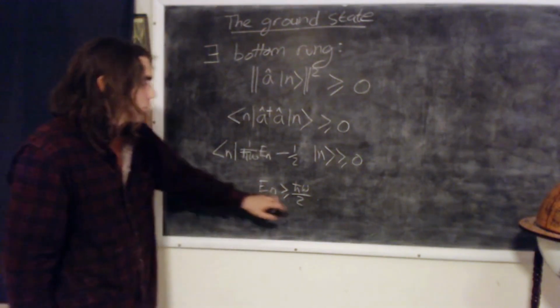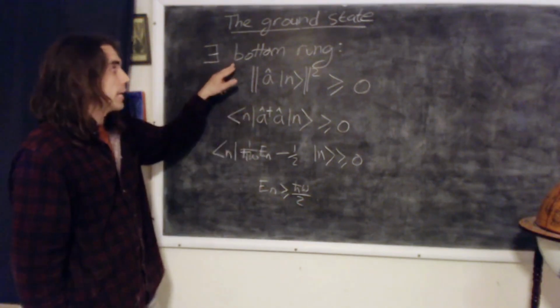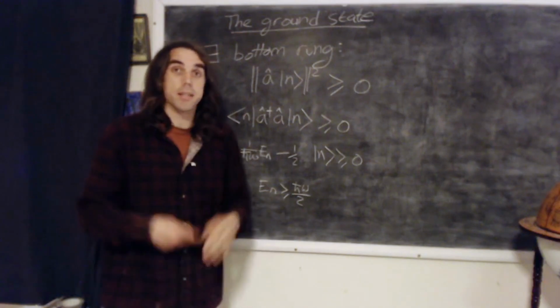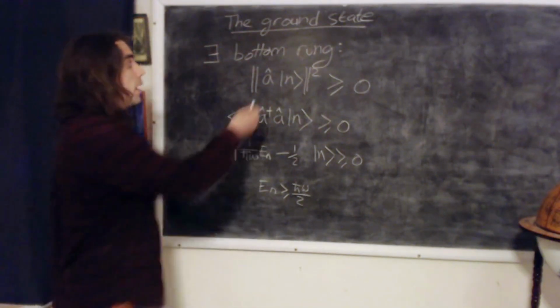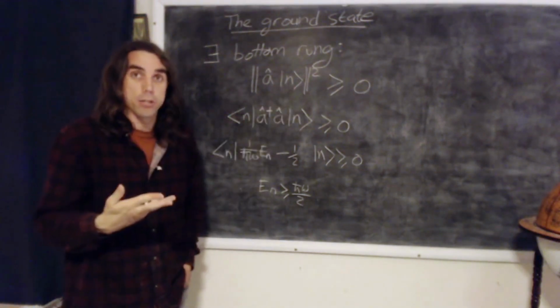So we haven't proven that this is the ground state energy yet, but what we have proven is that there's a bottom rung of the ladder, because there's a lowest possible energy. The energies can't go below this, and that means that there must be a bottom rung. So then there must exist a state, A acting on |n⟩, which gives us literally the value 0.